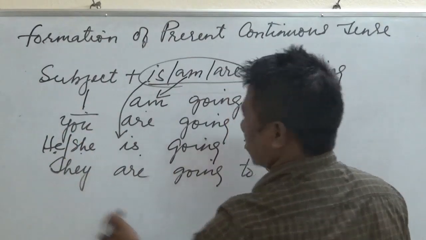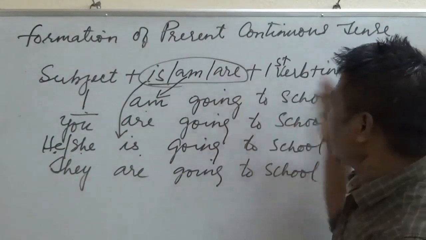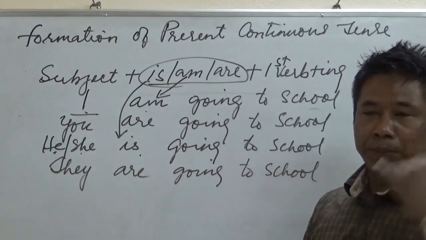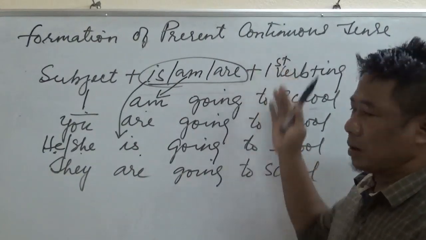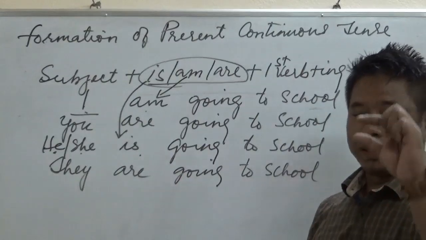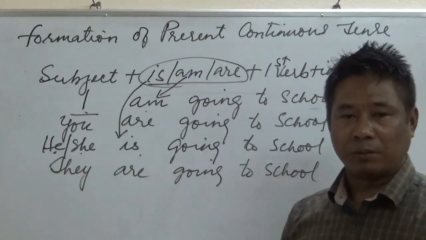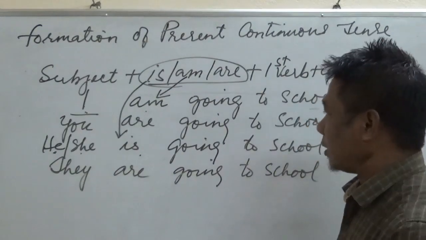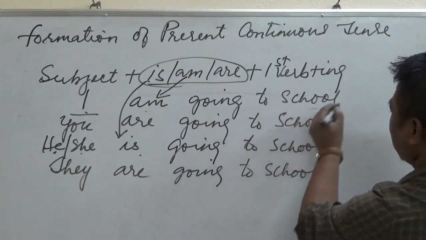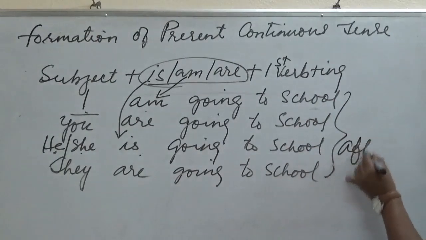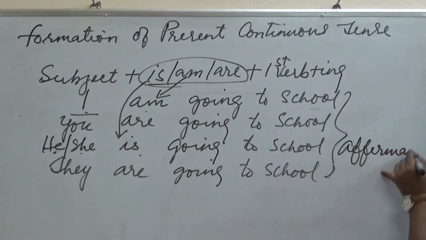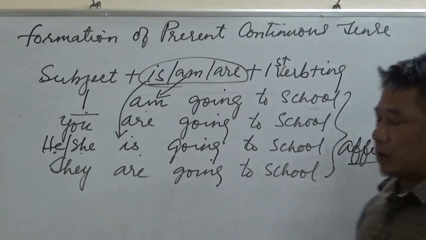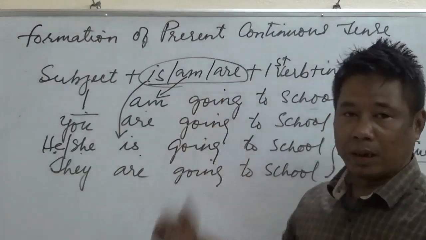Kinds of sentences in present continuous tense. Present continuous tense has affirmative, negative and interrogative sentences. Affirmative sentence here is the fact.